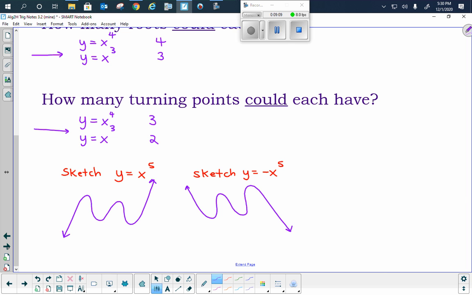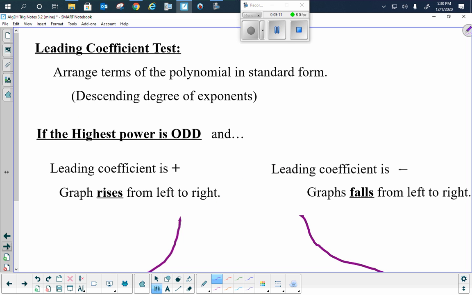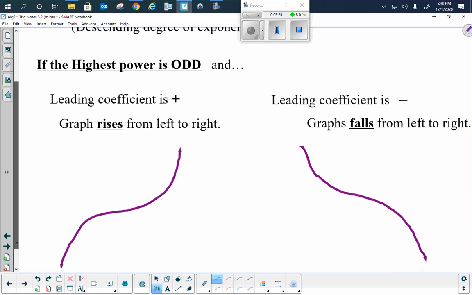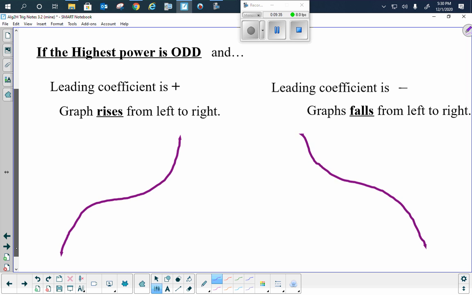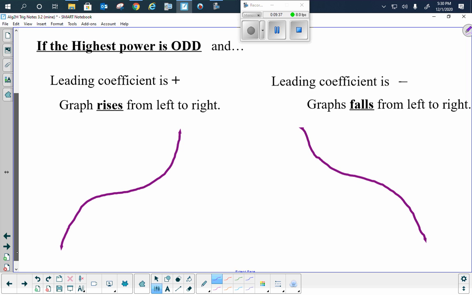All right. The leading coefficient test. So remember, arrange your terms of polynomials in standard form, descending degree of the exponents. That's what we're talking about. If the highest power is odd and the leading coefficient is positive, then the graph rises from left to right. Right, so it'll go up the entire time. If the leading coefficient is negative, the graph falls from left to right, such as those two.